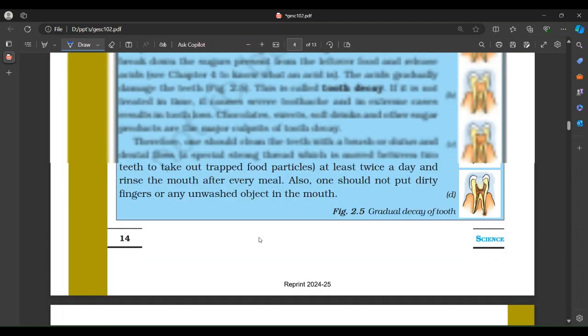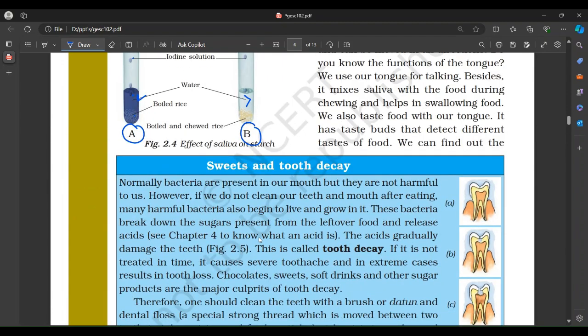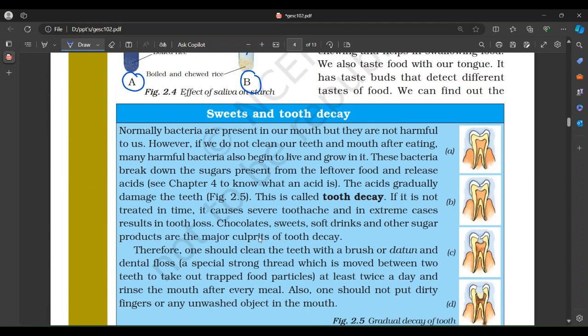Before going forward, let's understand sweets and tooth decay. I just told you that your permanent teeth can fall before your old age. Normally bacteria are present in our mouth all the time, but they are not harmful to us. However, if we do not clean our teeth and mouth after eating, many harmful bacteria begin to live and grow in it. These bacteria break down the sugars from the leftover food and release acids. We will understand acids in chapter number 4. The acids gradually damage the teeth, and this is called tooth decay.